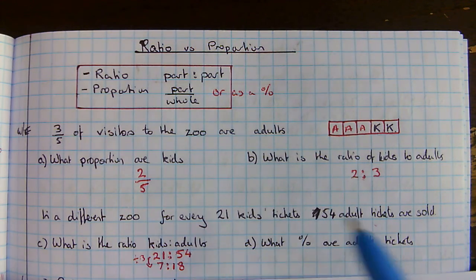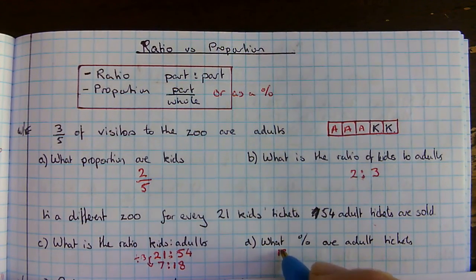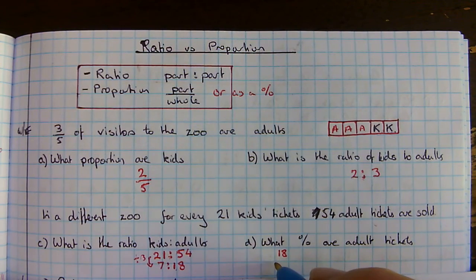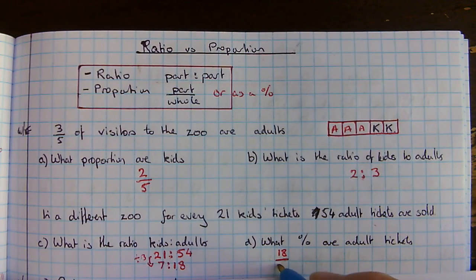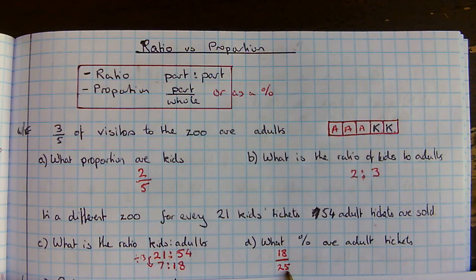Well, the number of adult tickets is 18. Out of the total, 7 plus 18 is 25. So 18 out of 25, that's my proportion. It's not given as a percentage. I need to change that to a percentage. Now, if we remember back to fractions, decimals and percentages, there's 2 ways of doing this. I can either try and divide 18 by 25, or I can try and change that into 100.